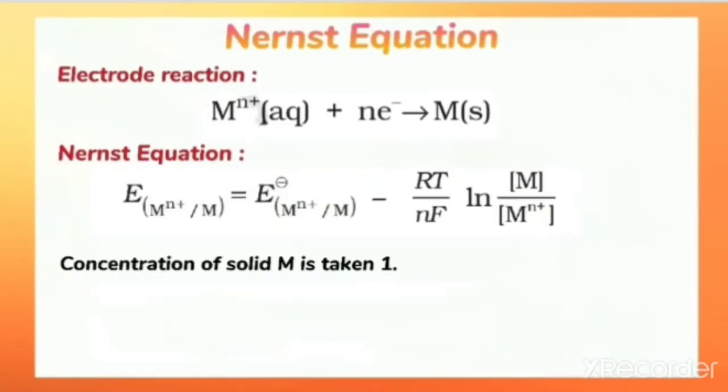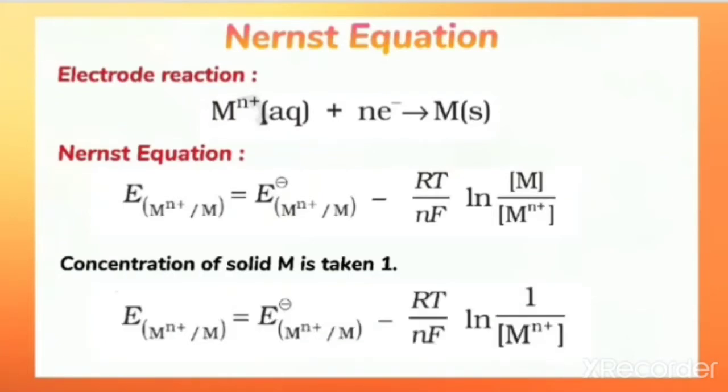When the concentration of the solid M, that is the metal, is taken as 1, you can see in this equation the concentration of M is taken as 1. Then the equation changes to E naught minus RT by nF ln 1 by the concentration of M^n+. Now the concentration of M is taken as unity, so the equation becomes the Nernst equation for this electrode reaction.